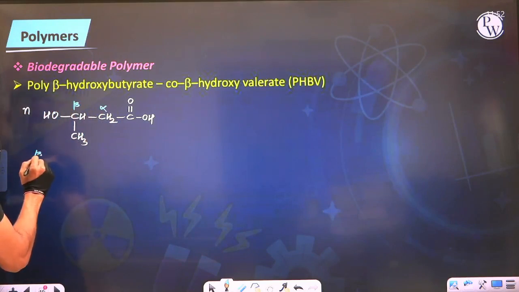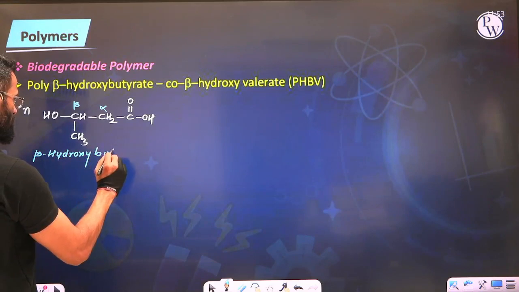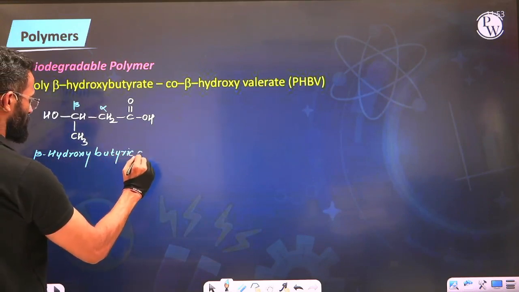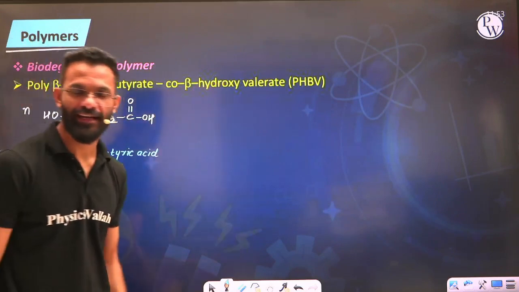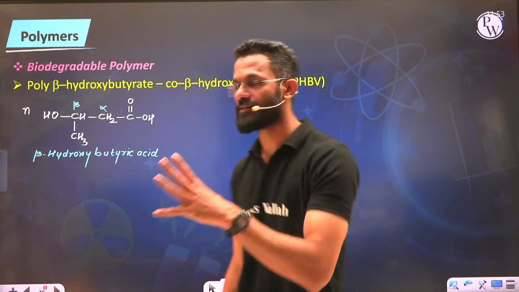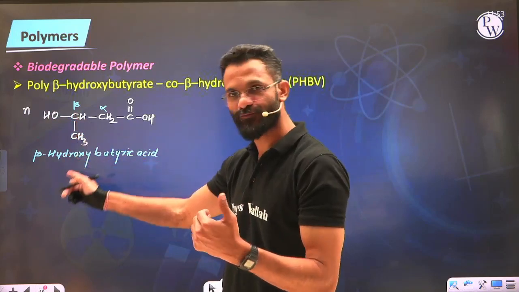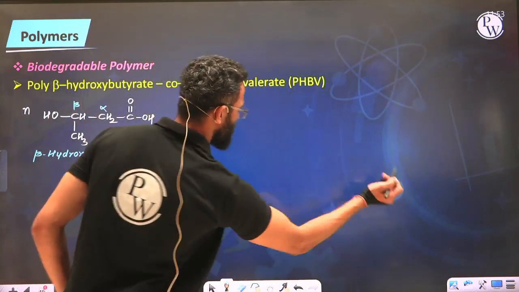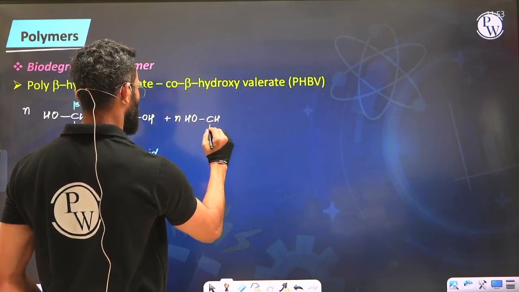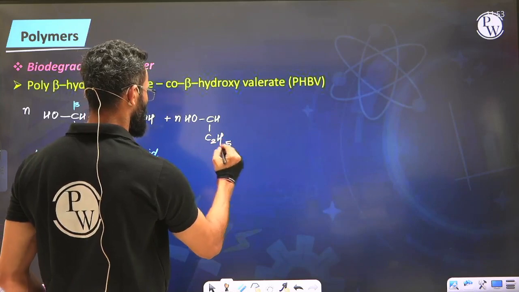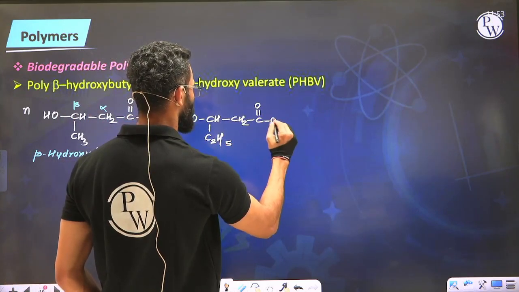We'll just write down the name. Beta hydroxybutyric acid. And now I'm going to condense this with beta hydroxyvaleric acid. Valeric acid is a monocarboxylic acid containing 5 carbons. Butyric has 4, valeric will have 5, but hydroxy is still at beta, meaning other than CH3 it will have 1 more carbon. So increasing the length of the carbon chain by 1, we'll get beta hydroxyvaleric acid. So let's say now we have n number of OH, and I made it C2H5. So I've increased one carbon here in the chain. That's alpha carbon. And COOH.